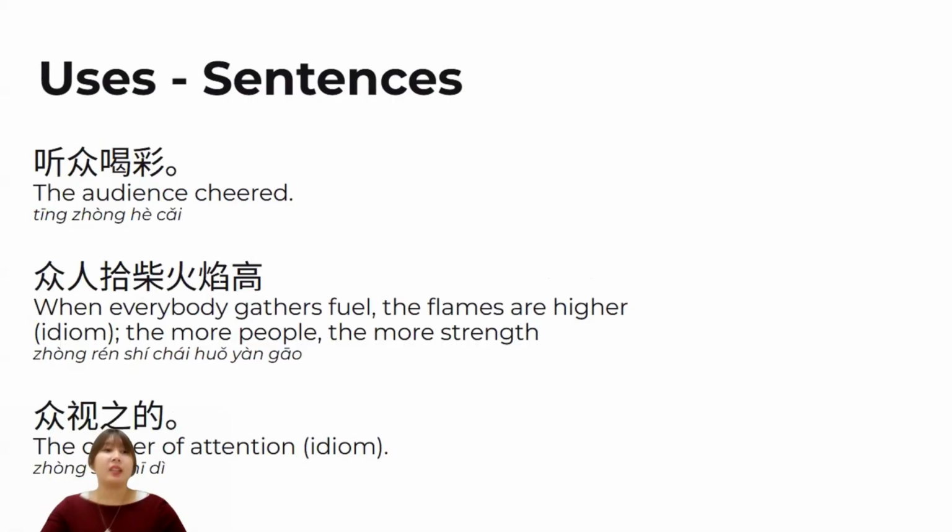We also have a bit of sentences too. The first one is used for a crowd of people. So you can see it's 听众喝彩, which means the audience cheered, which literally translates to listening, sound, the crowd, and then the mouth radical, speaking, cheering.